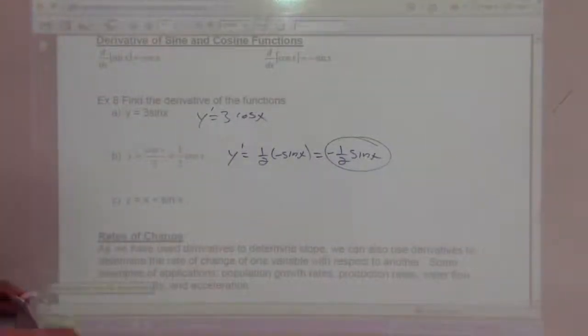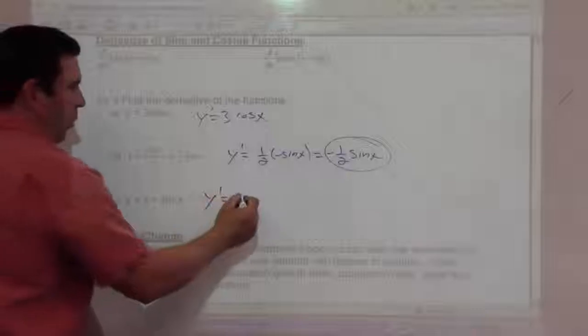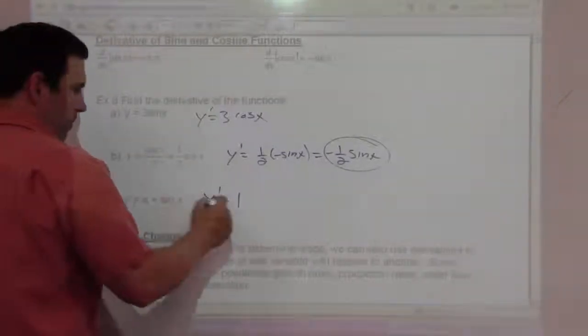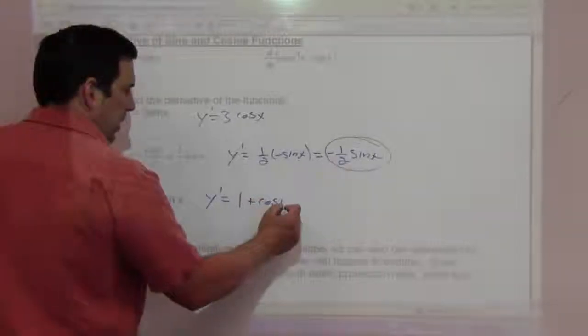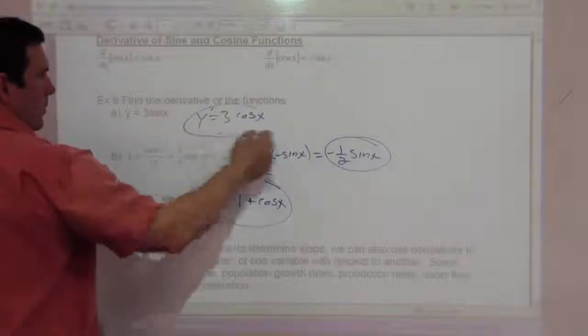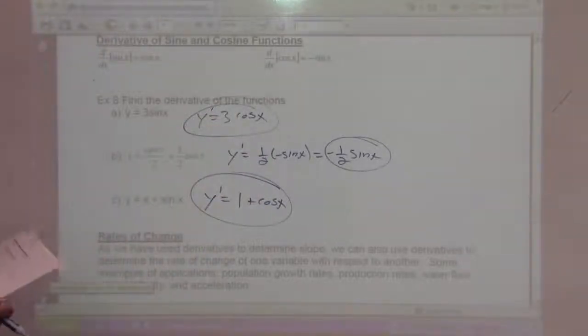And if we have y equals x plus sine x, y prime would be 1, because the derivative of x is 1, plus cosine x, because the derivative of sine is cosine. Okay, moving on. Down to rates of change.